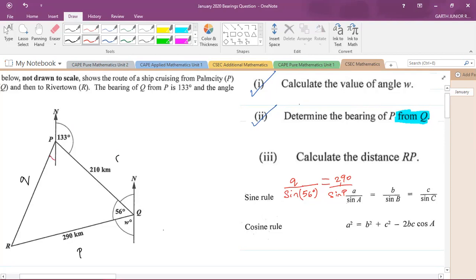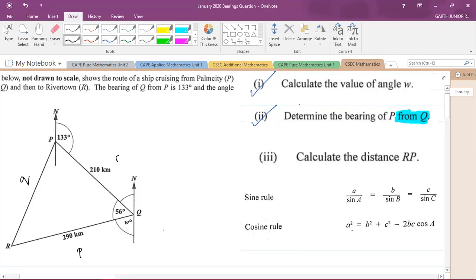I don't know what that angle is, so I cannot use the sine rule in this case. I don't even know what the angle R is either. So I cannot use the sine rule. The sine rule is out, so it means that I will have to use the cosine rule.